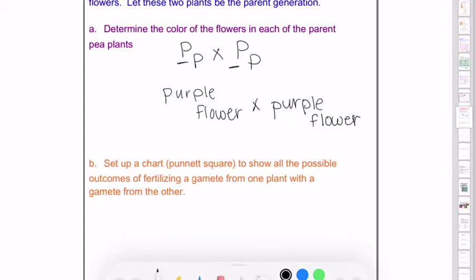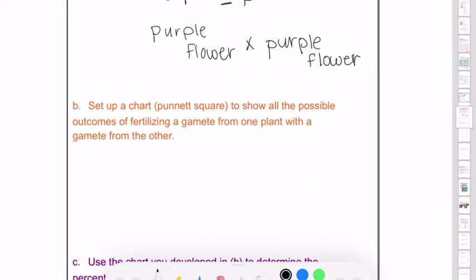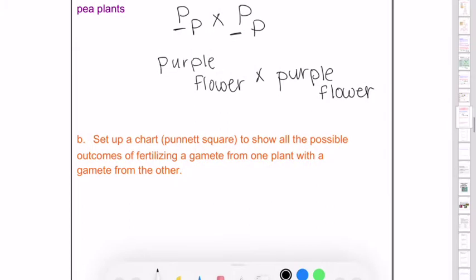So it says to set up a chart or Punnett square to show all the possible outcomes of the fertilizing of a gamete from one plant with a gamete from the other. So we're going to set up a Punnett square. I don't know if this is really important, whether we know that these are purple flowers, but what's really important here for our Punnett square is that we have this, okay?